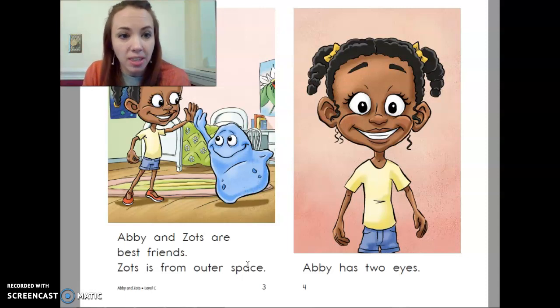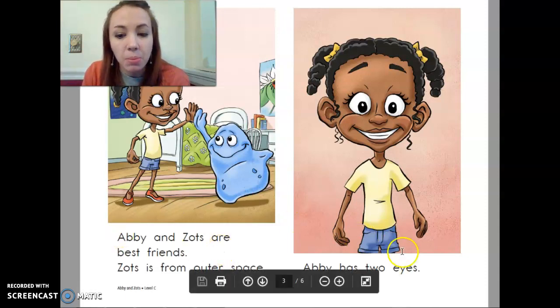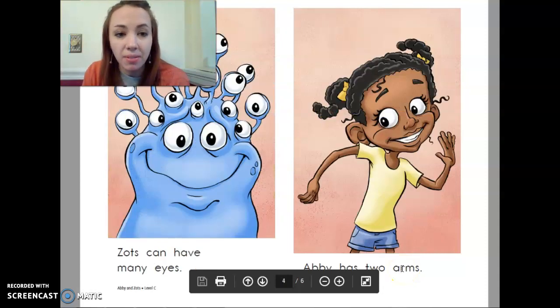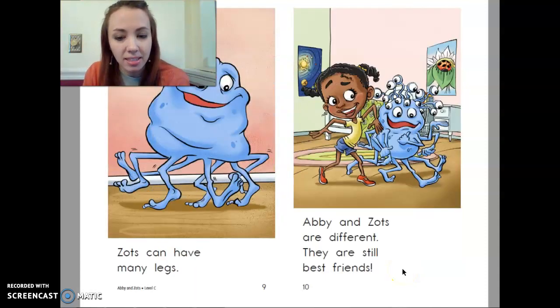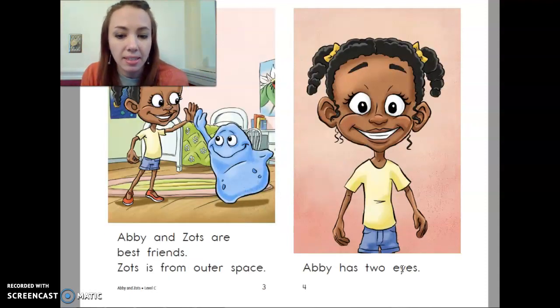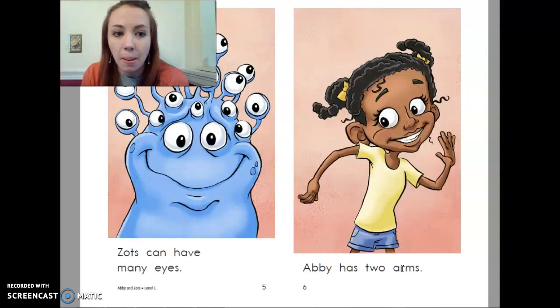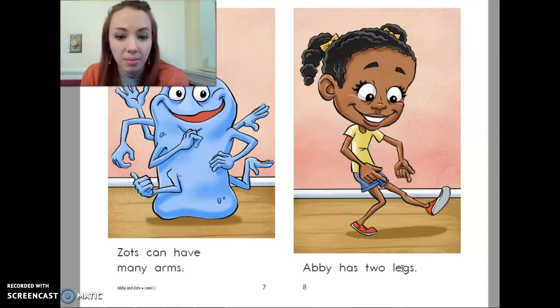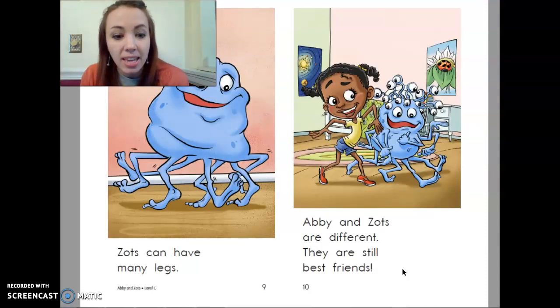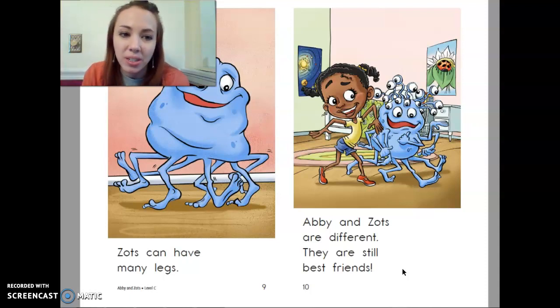So they're both friends, right? That's one thing that they have in common. They both have eyes. They both have arms. They both have legs. Right? The number of them is different. So Abby has 2 eyes. Zots has many eyes. Abby has 2 arms. Zots has many arms. Abby has 2 legs. And Zots can have many legs. So what they have is the same, and the amount or how many is different in this story. Right? See if you can think of any other ways that they are the same or different.